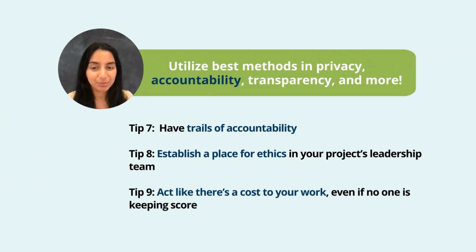With regards to accountability, tip number 7 is to determine the reporting requirements for having a trail of accountability and implement them. Tip number 8 is to establish a place for ethics on your project's leadership team. And within project teams, everyone should do their part to follow the accountability requirements. That leads to tip number 9, which is to actually be accountable. Act like there's a cost to your work, even if no one is keeping score.